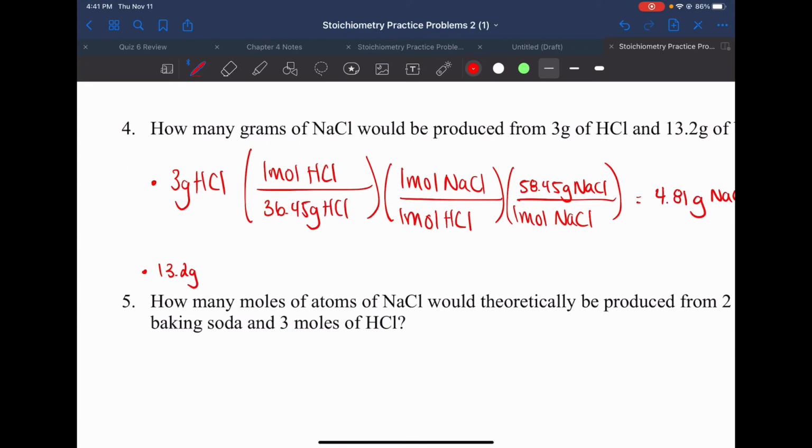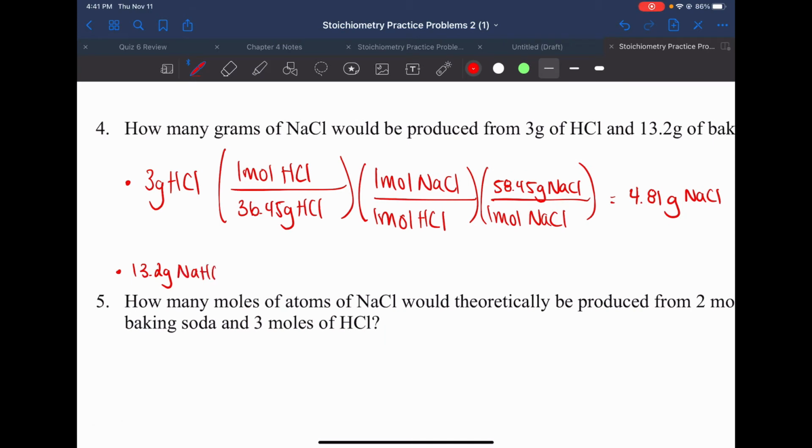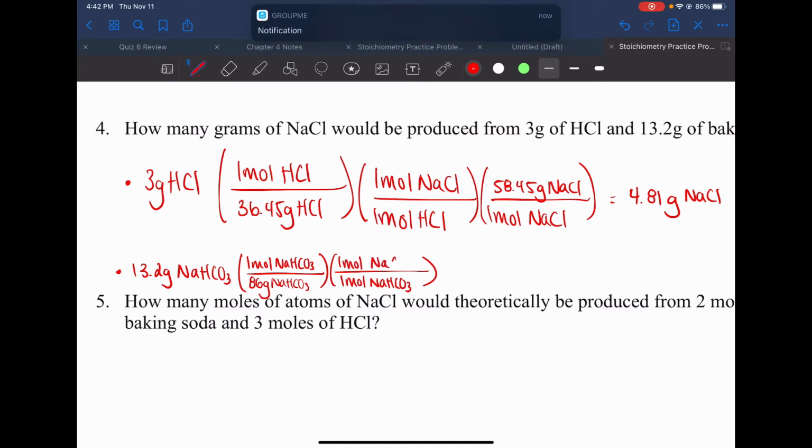13.2 grams of baking soda, NaHCO3. Divide that by 86 grams of NaHCO3 for 1 mole of NaHCO3. And again, because all of our stoichiometric coefficients are 1-to-1, it's just going to be a 1-to-1. 1 mole of NaHCO3 for every 1 mole of NaCl. You may be wondering, why do we have to show this step if it's a 1-to-1? Because 1 divided by 1 is just 1. And it doesn't change our number. Well, because it shows me that you understand that you're doing stoichiometry. So you got to show your work.